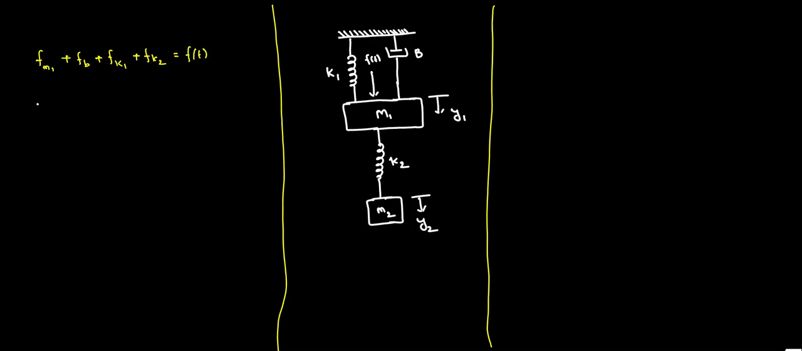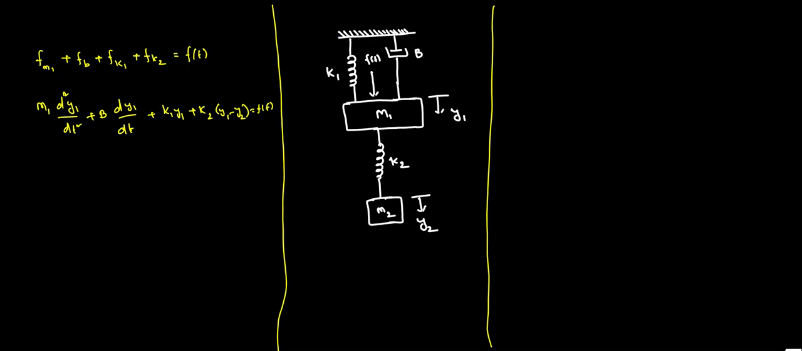So m1 into d square y1 by dt square plus b into d y1 by dt plus k1 y1, and k2 is now sandwiched between m1 and m2, so it is having force k2 into y1 minus y2, is equal to f of t. That is very simple. So our intention was output y2 by f of t.